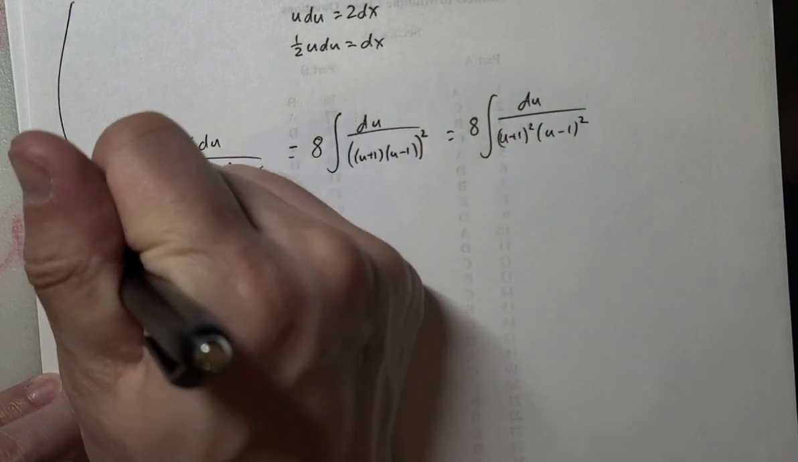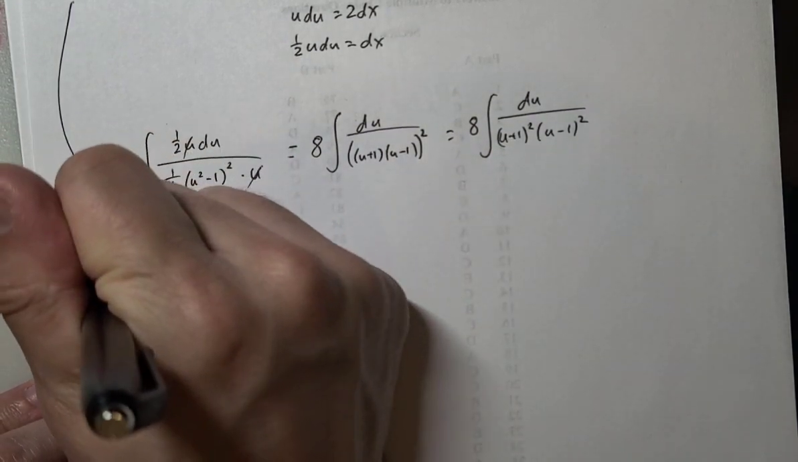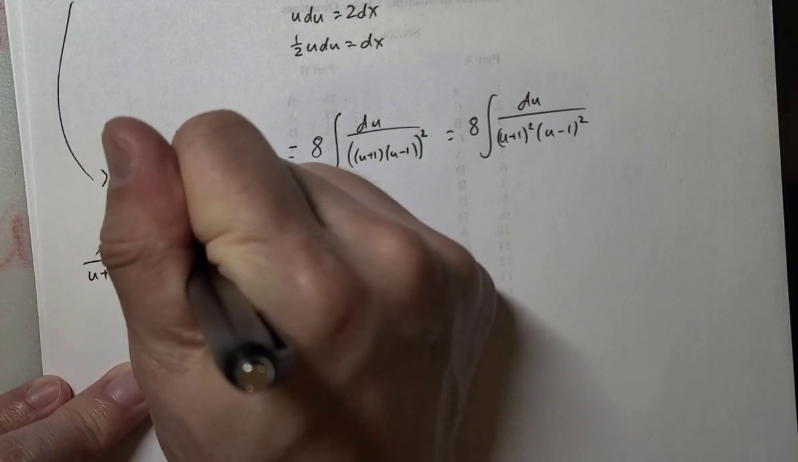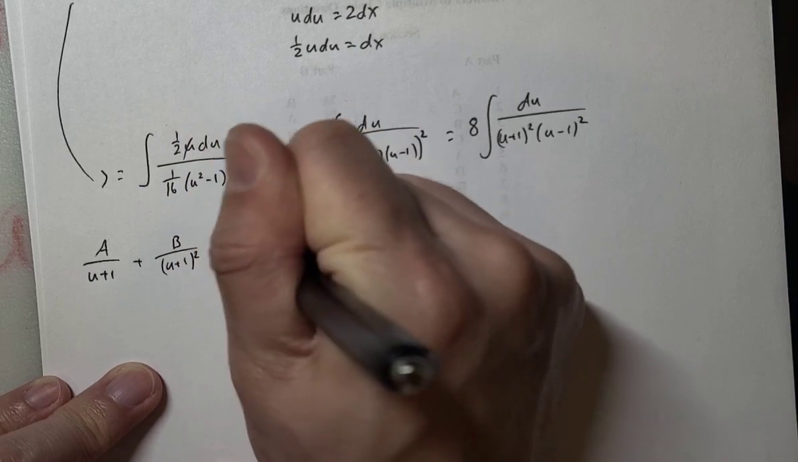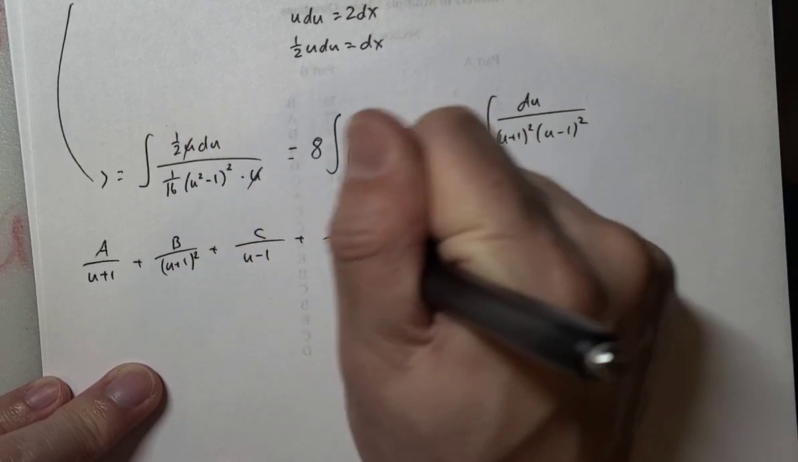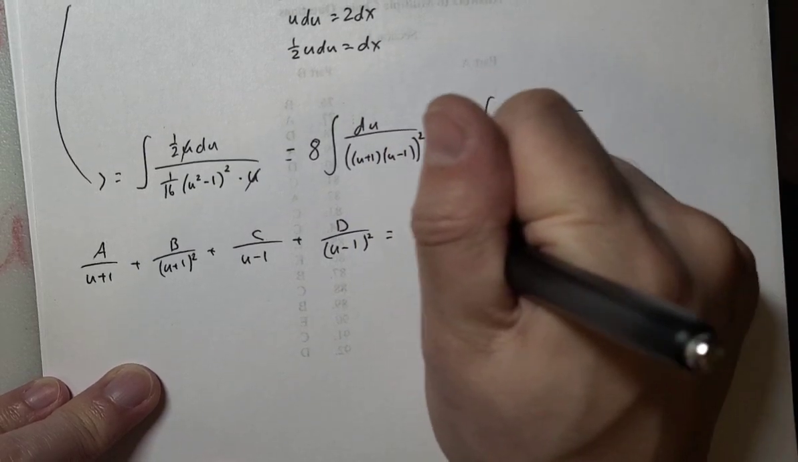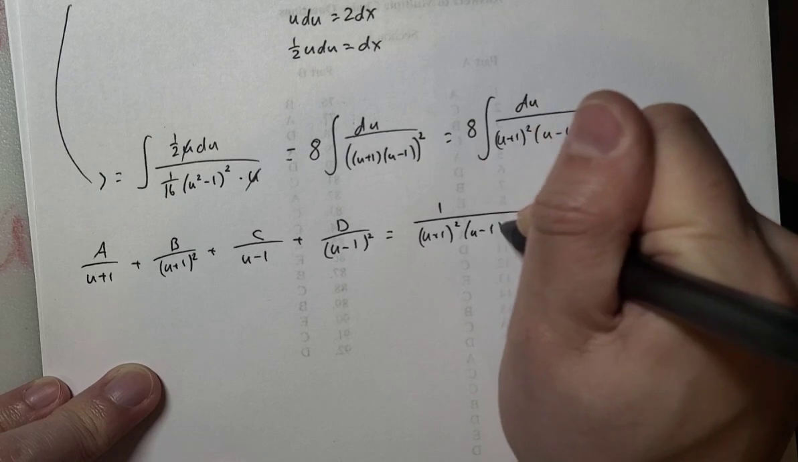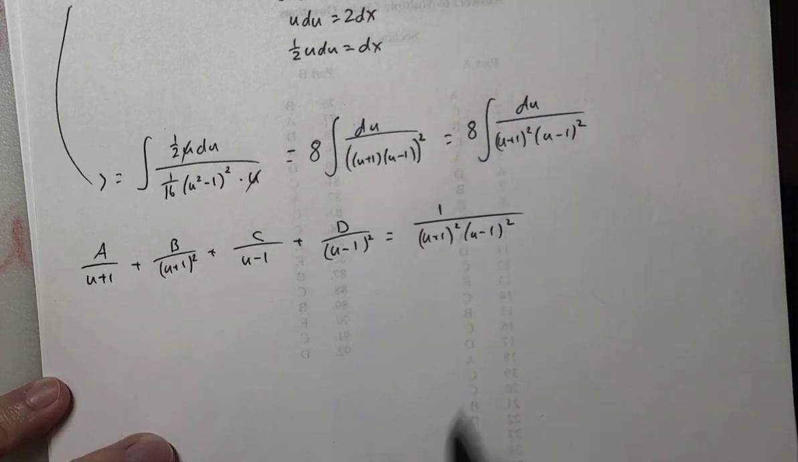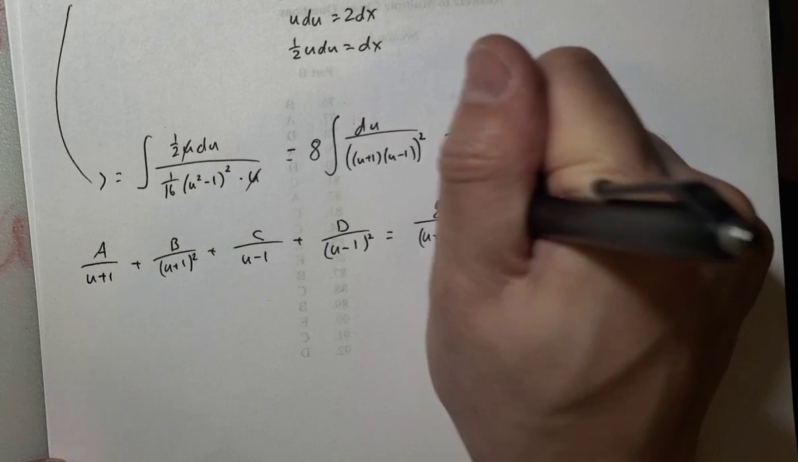When we do partial fraction decomposition, remember, when we have repeated linear terms, we have to go like this: A over u plus 1, plus B over u plus 1 squared, plus C over u minus 1, plus D over u minus 1 squared. So this is equal to 1 over u plus 1 squared, u minus 1 squared. Or we can even put the 8 back in. Maybe that'll be nicer actually. So let's do that.